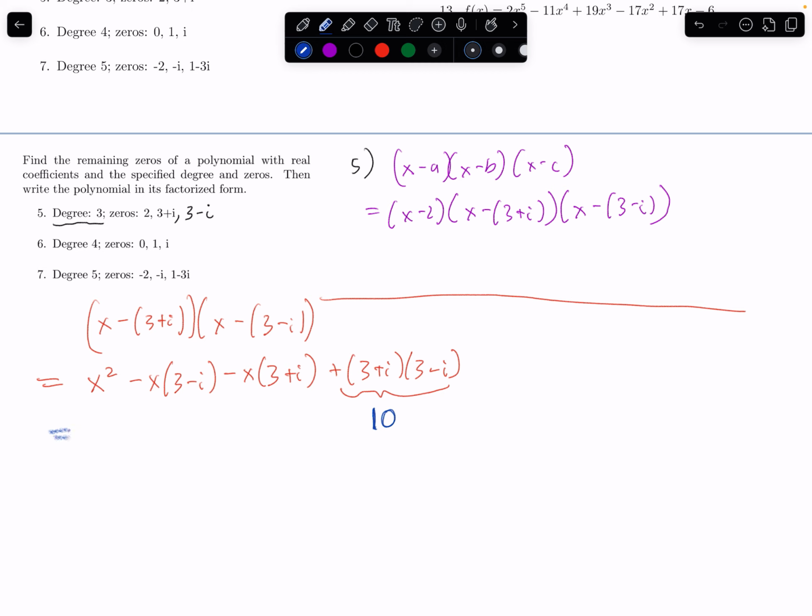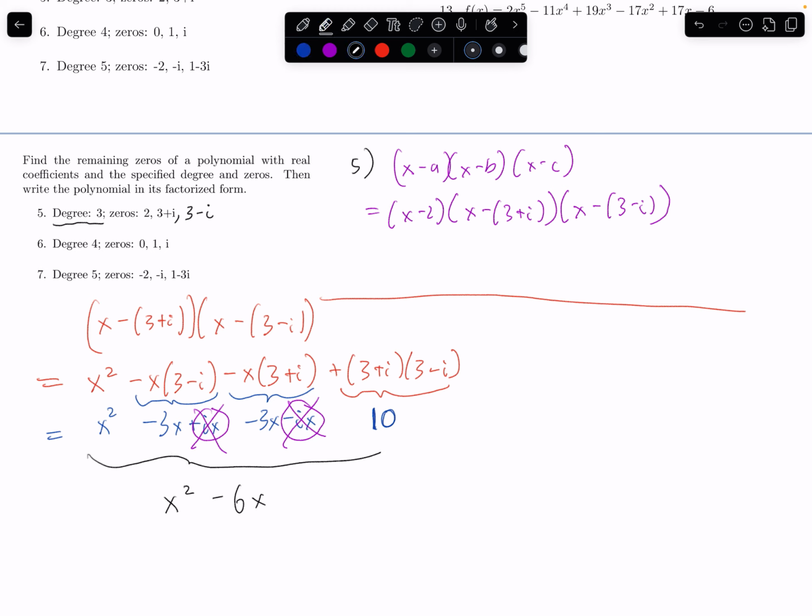This guy, I'm going to carry through this x squared, right? And here, let's write it like this. That's negative 3x plus ix, right? This guy right here, that's negative 3x minus ix, or xi if you prefer. But check that out. I've got a positive ix and a negative ix. Those guys are gone. They cancel each other out. Leaving me with this last beautiful thing, x squared minus 6x, because of the two negative 3x's, right? Plus 10. So you see this is a quadratic term, right?